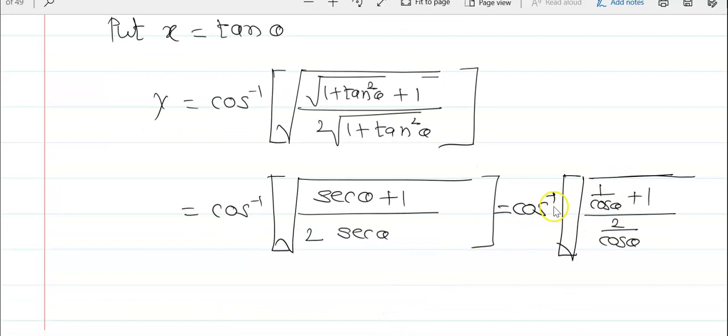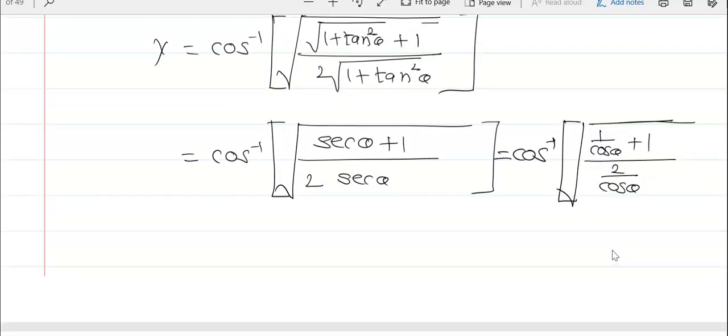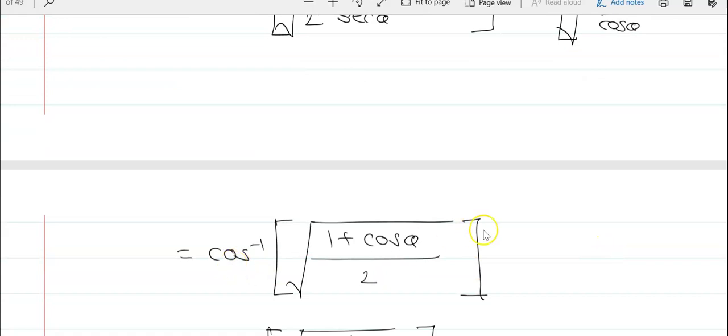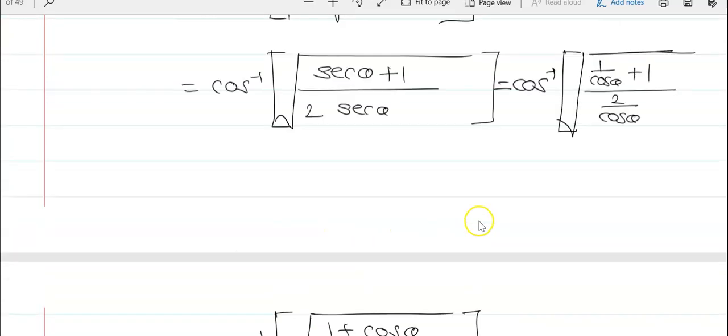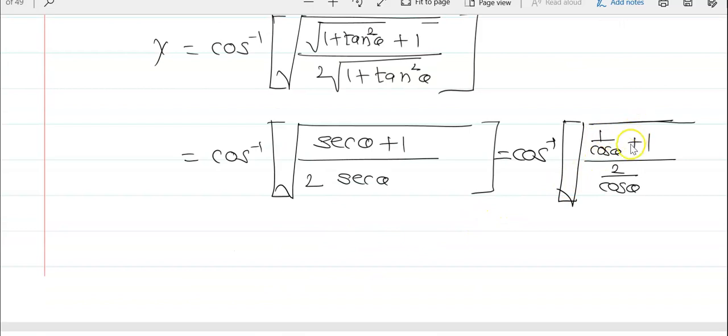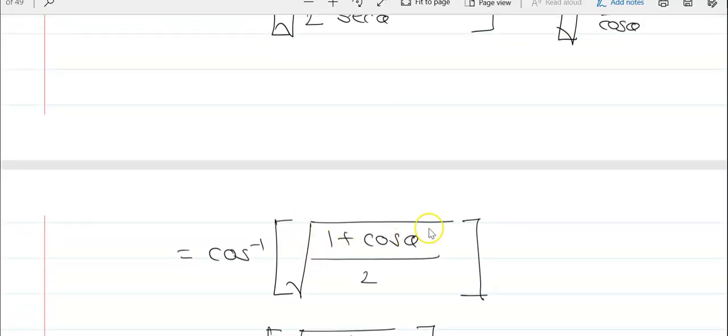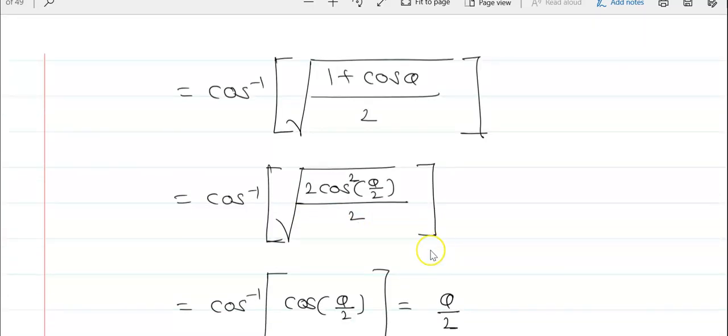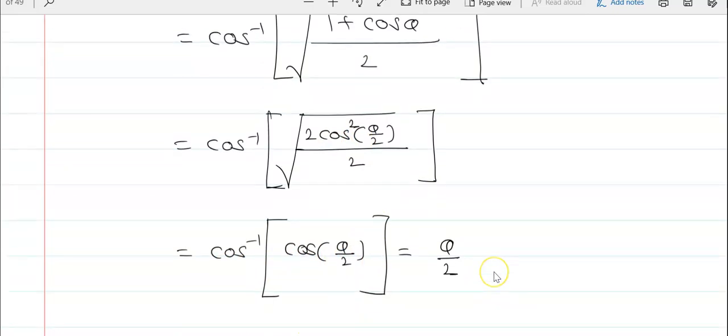Cos inverse of root of cos theta... 1 upon sec theta means what? 1 upon cos theta plus 1, upon 2 upon cos theta. And if we simplify it, then you will get cos inverse of root of 1 plus cos theta upon 2. Normal simplification is here: 1 plus cos theta upon 2 upon cos theta. That denominator cos gets cancelled, and you will get this. Now 1 plus cos theta means what? 2 cos square theta by 2 upon 2. These 2 get cancelled. Square and root get cancelled. You will get cos inverse of cos of theta by 2, which is theta by 2.